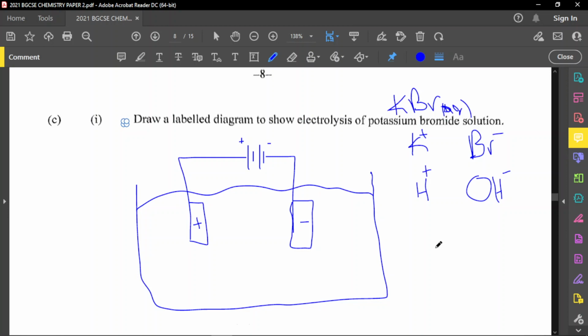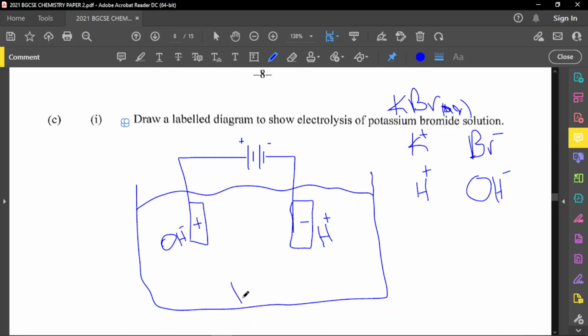And so once we know which one is preferentially discharged, then we can know exactly how to put them in terms of which one is going towards the electrode. So at the negative electrode, we're going to have our H plus ion being discharged over the potassium, just to make a note of that. And over the positive electrode, our OH minus will be preferentially discharged over the Br minus itself.